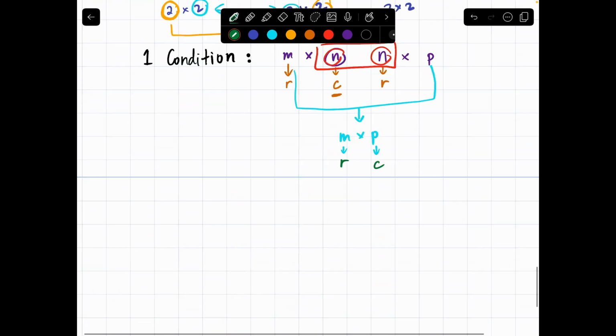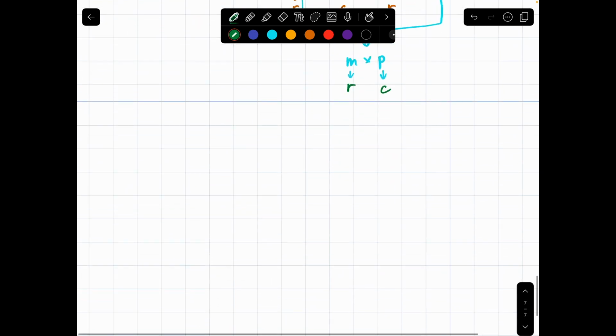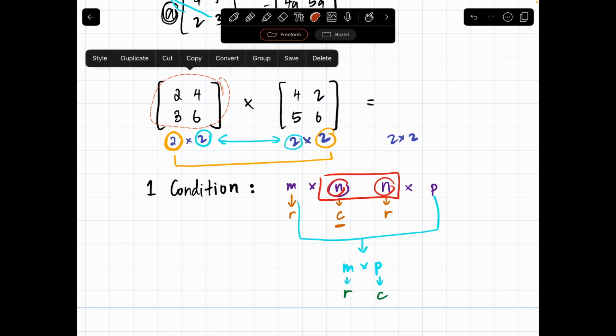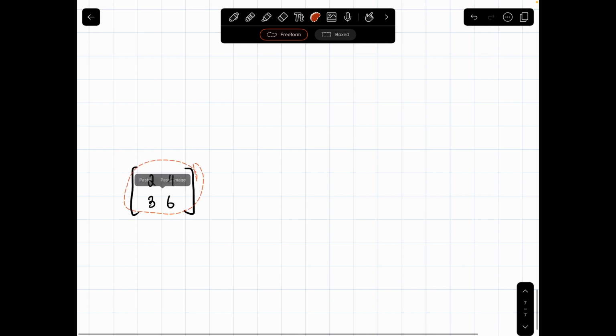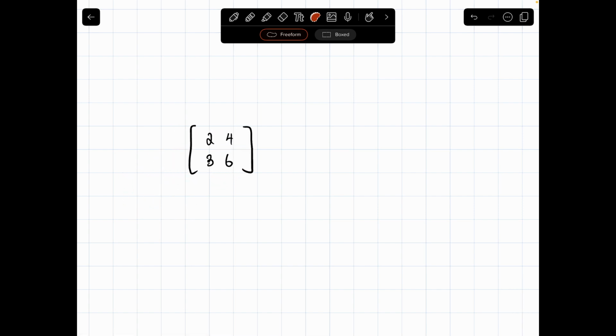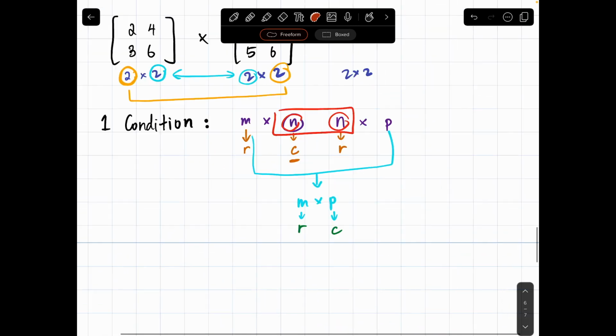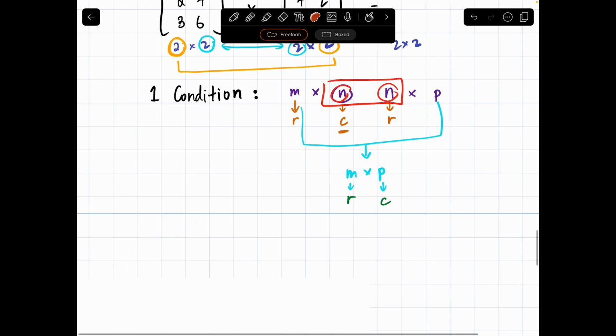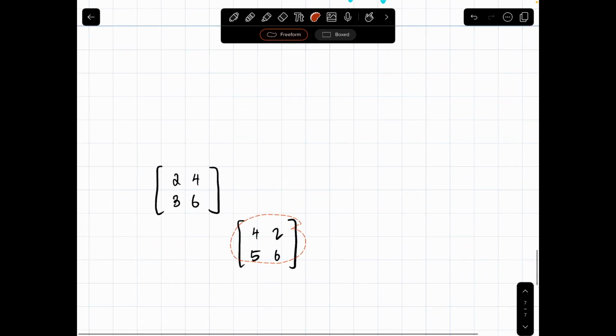So what we do is, we take the first matrix. So we have this. Let me copy it. Then we'll paste it right here. And then we'll take the next one. I'll paste it right about here.